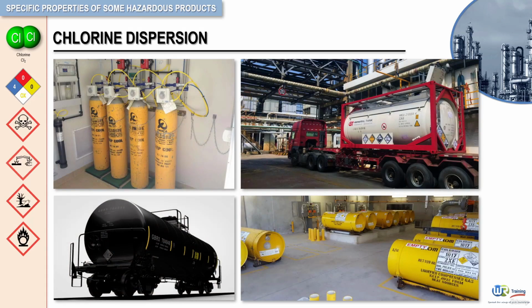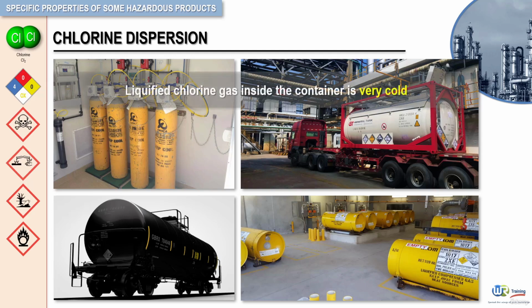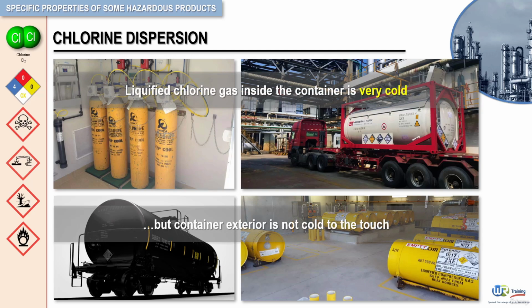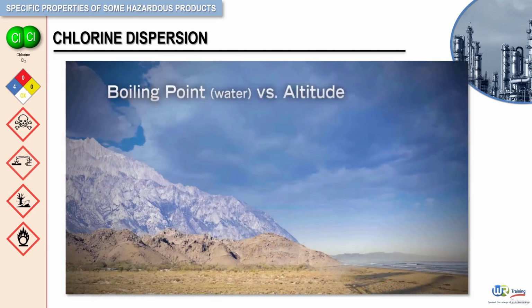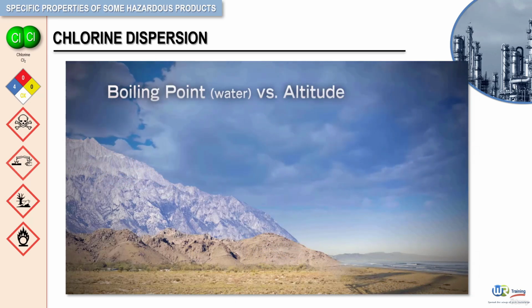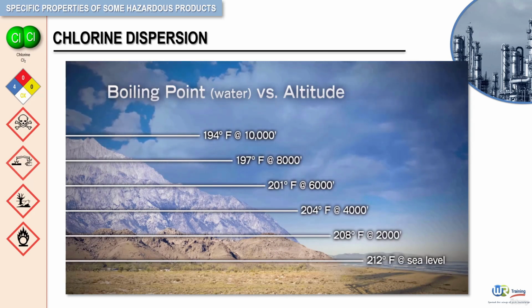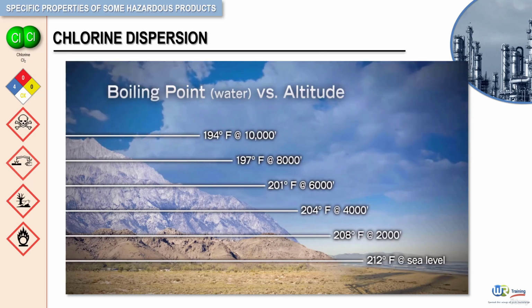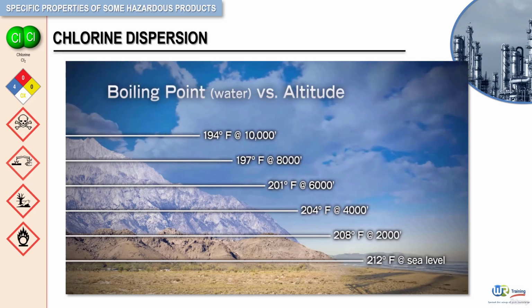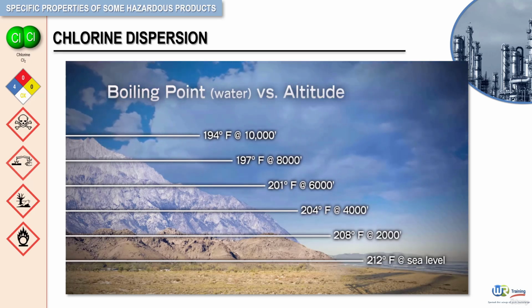The chlorine in a cylinder container, tank, car, or cargo tank is a liquefied gas under pressure. The temperature of that liquefied gas is cool, but not so cold that the exterior of the container would be cold to the touch. At higher pressures, liquids boil at higher temperatures. At lower pressures, liquids boil at lower temperatures. This is why water boils at lower temperatures at higher elevations above sea level. The atmospheric pressure is lower, so the boiling point is lower.